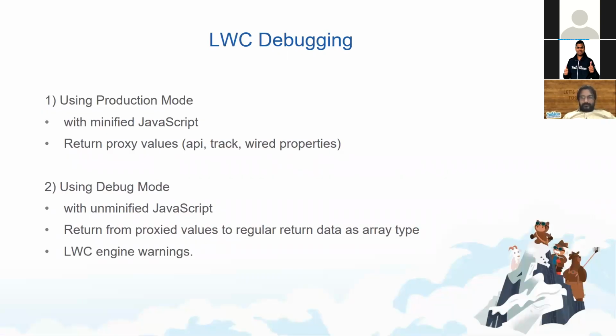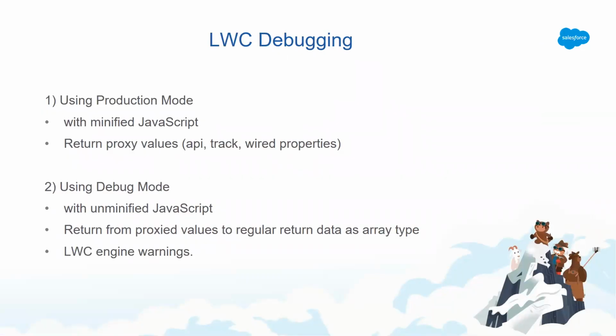About LWC debugging, there are two modes available: one is the production mode and another is the debug mode. In the production mode, the debugging will vary based on your experience. You can debug from your browser, client side, using JavaScript. If you are using Google Chrome, you can debug from the inspector tool in the developer tools.